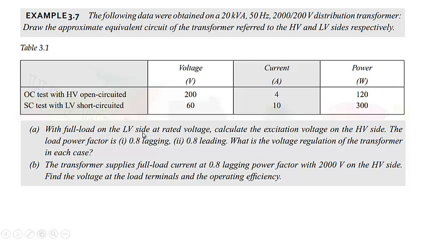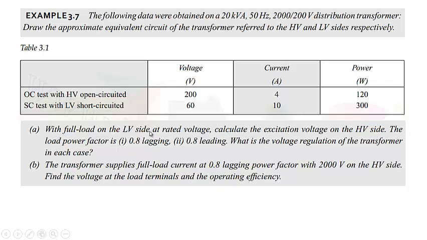With the full load on the low voltage side at rated voltage, calculate the excitation voltage on the high voltage side, for the load power factor. If the load power factor is 0.8 lagging and 0.8 leading, what is the voltage regulation of the transformer in each case? First we have to calculate the voltage at the high voltage side and then the voltage regulation at each power factor. The transformer supplies full load current at 0.8 lagging power factor with 2000 volts on the high voltage side. Find the voltage at the load terminals and the operating efficiency.